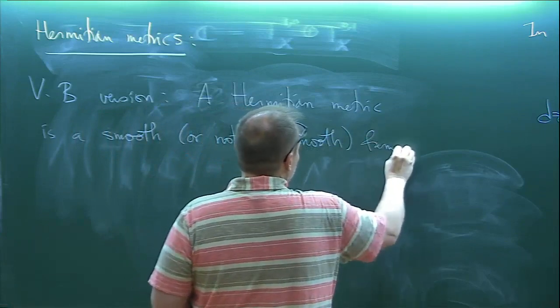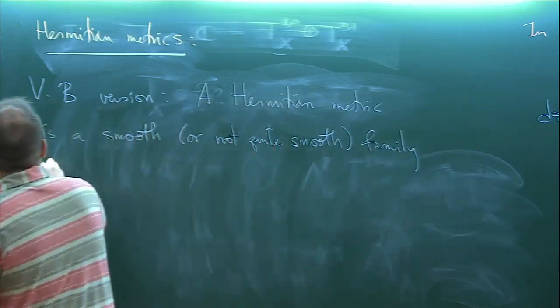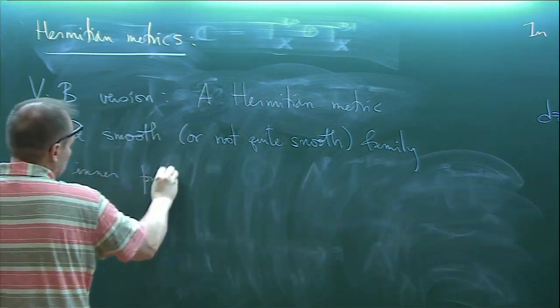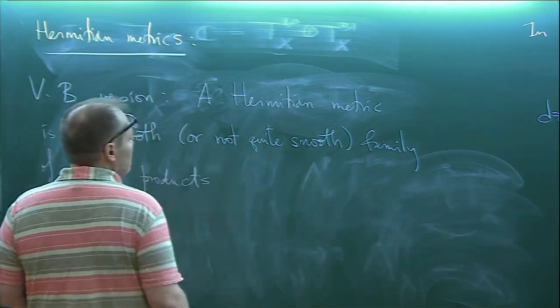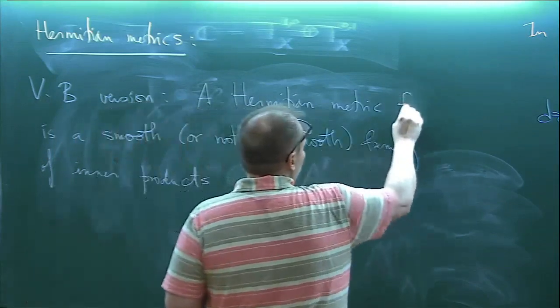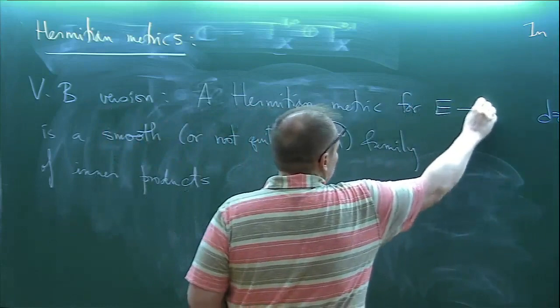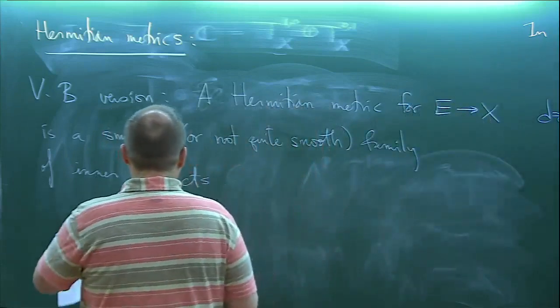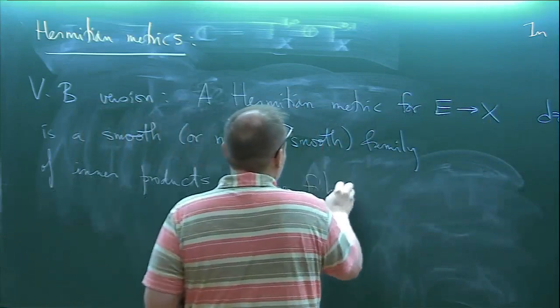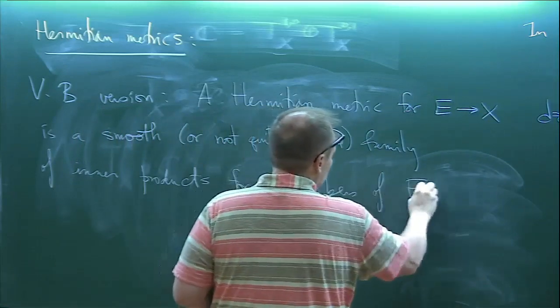Family of inner products. A Hermitian metric for a vector bundle E is a smooth family of inner products for the fibers of E.